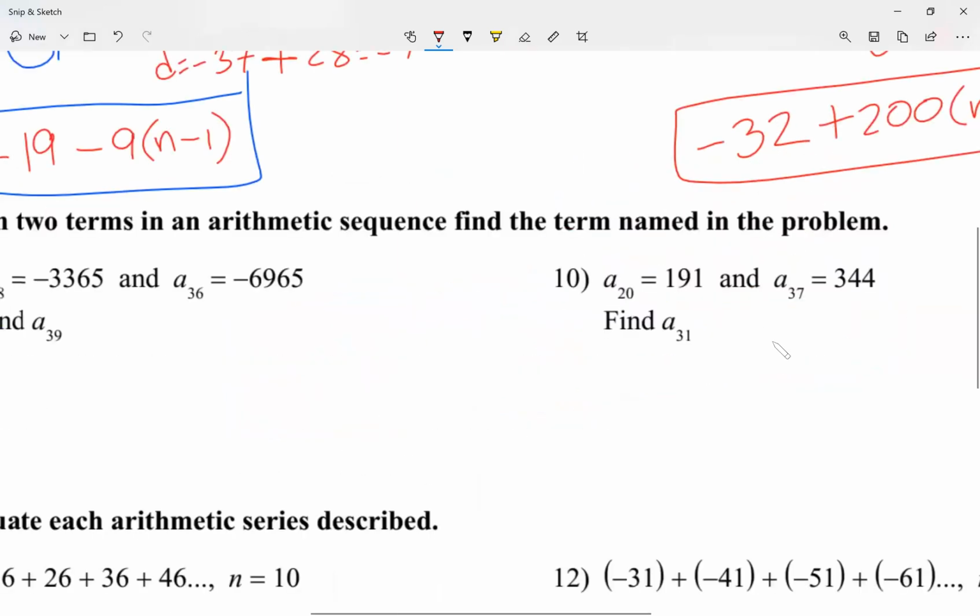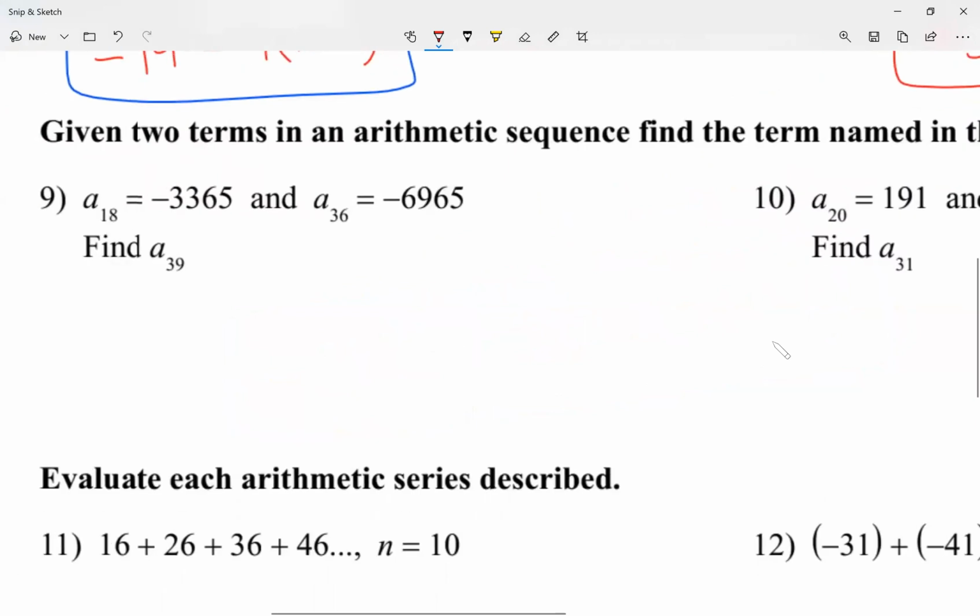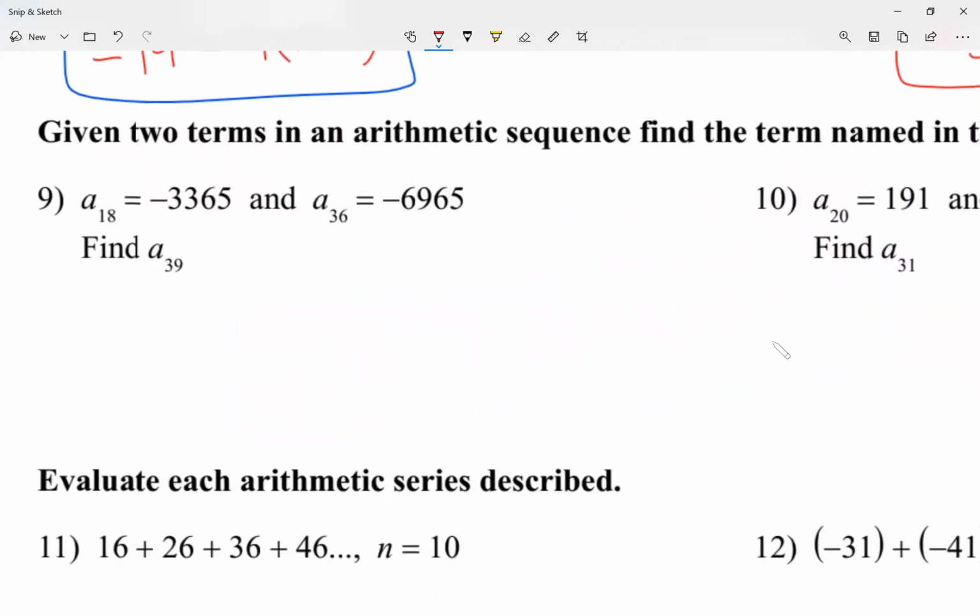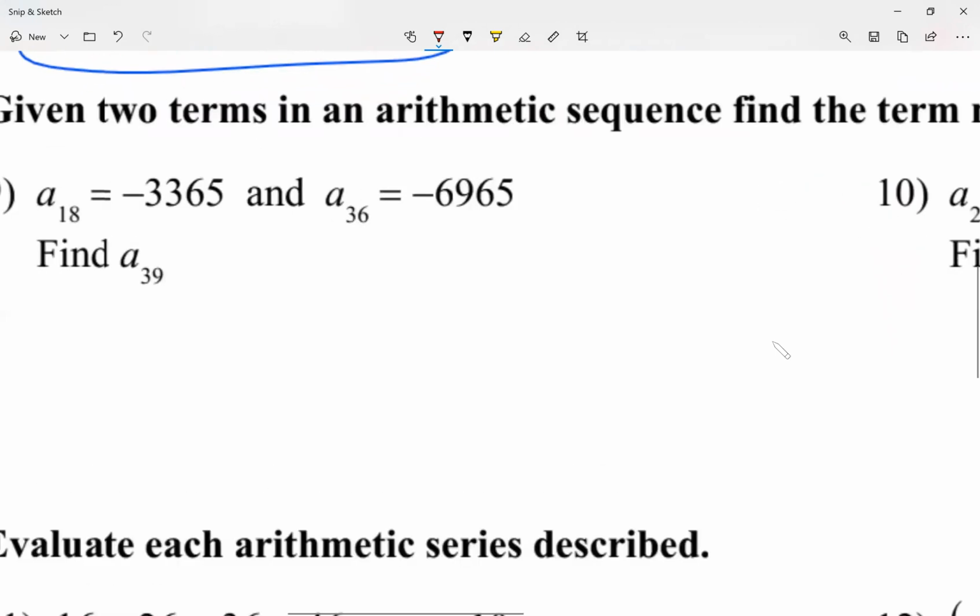Let's take a look at question number 9. I'm going to give you two random terms. We have an arithmetic sequence. Find the term named in the problem. I gave you the 18th number on the list and the 36th number on the list, and I want you to find out what's the 39th number on the list. Okay, so let's take a look. How are we going to do this?